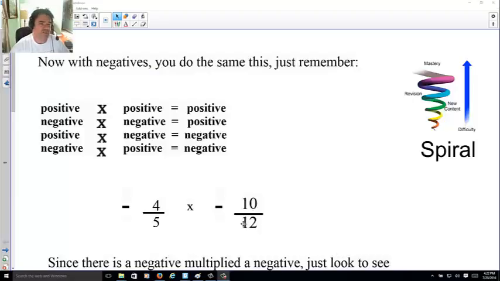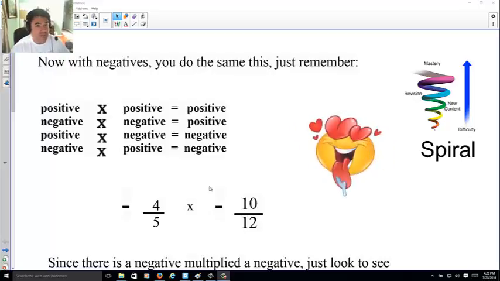Alright. So what we have here is we're doing a quick spiral revisit to working with fractions. I know, again, you are just madly in love with fractions, but we need to cover a few more things.